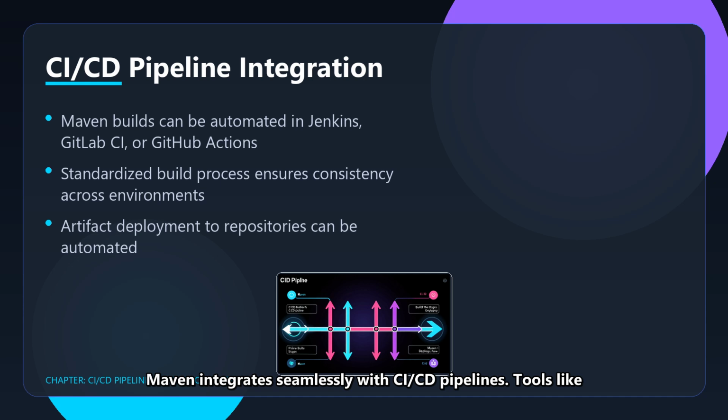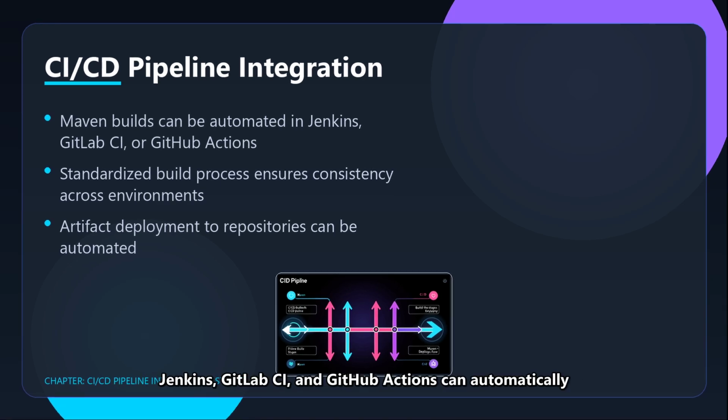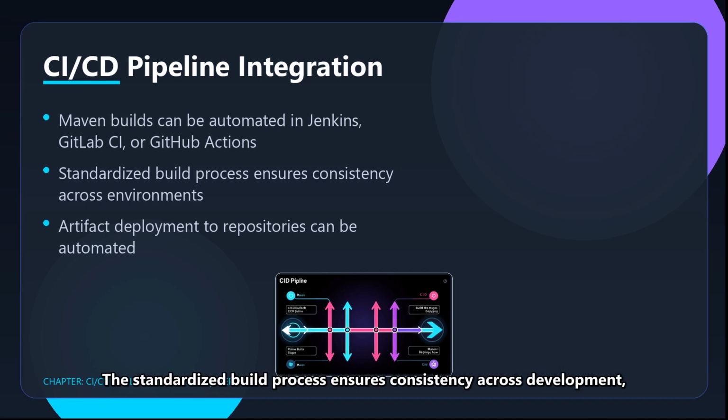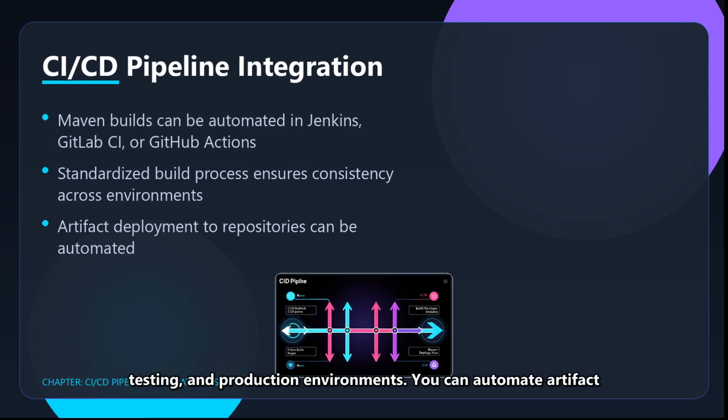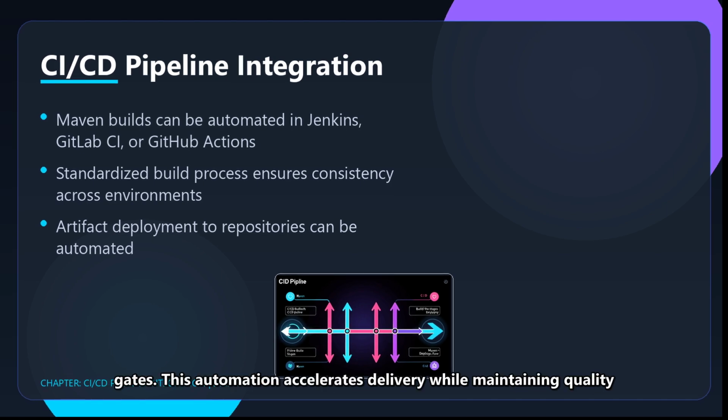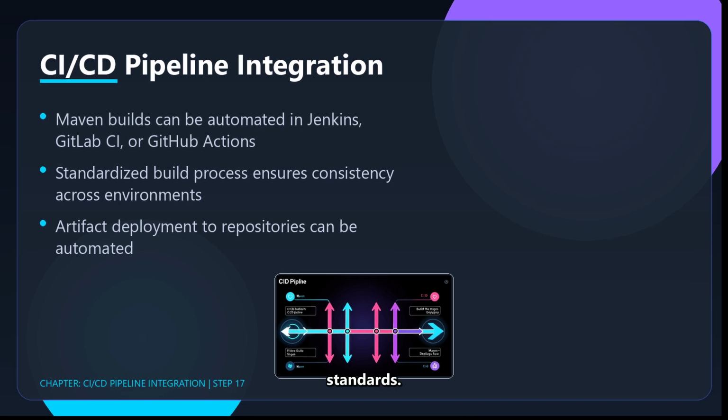Maven integrates seamlessly with CI/CD pipelines. Tools like Jenkins, GitLab CI, and GitHub Actions can automatically execute Maven builds when you push code changes. The standardized build process ensures consistency across development, testing, and production environments. You can automate artifact deployment to repositories, trigger notifications, and implement quality gates. This automation accelerates delivery while maintaining quality standards.